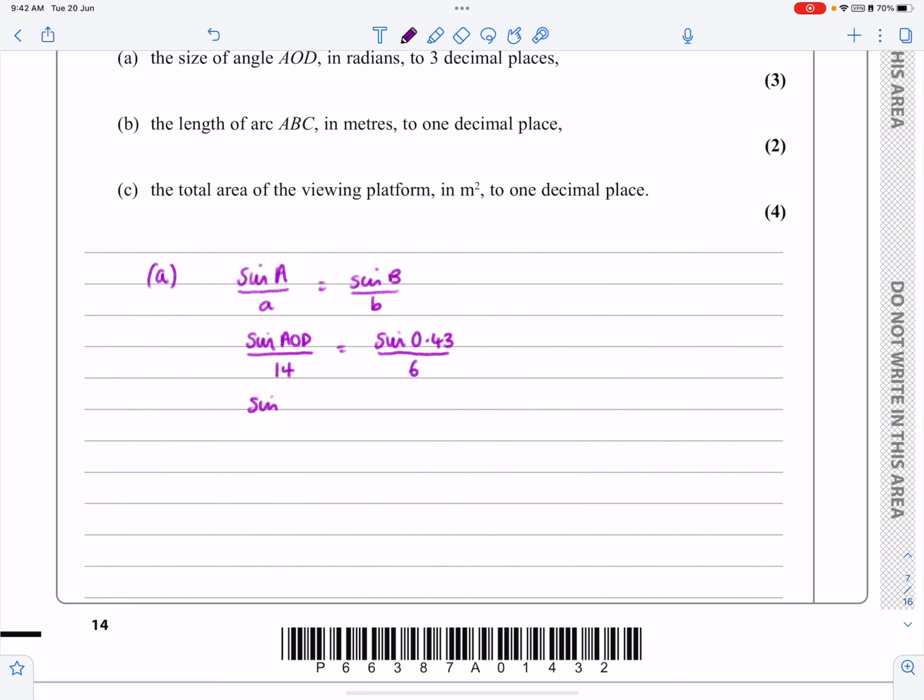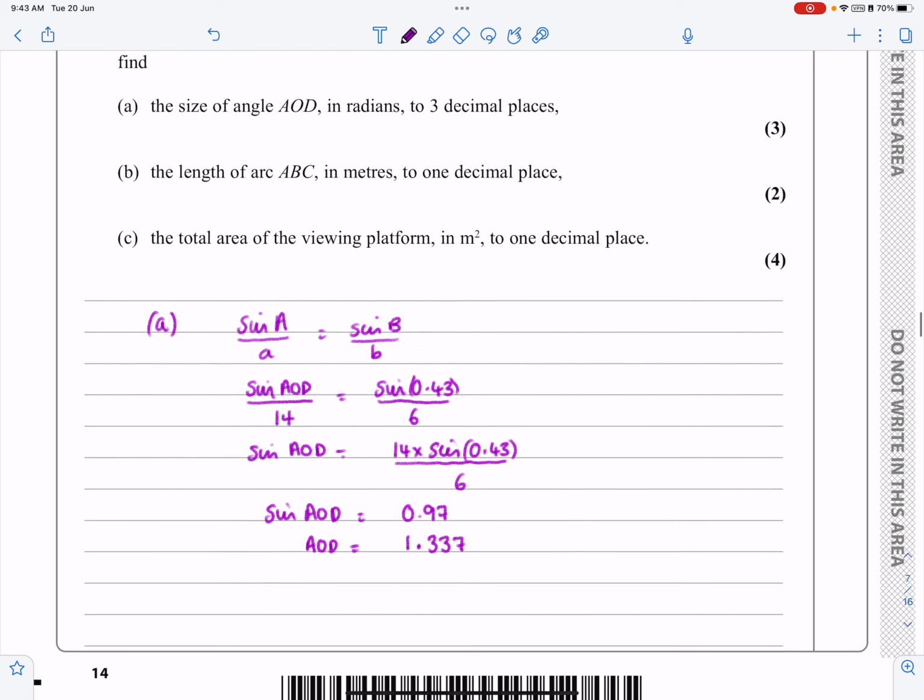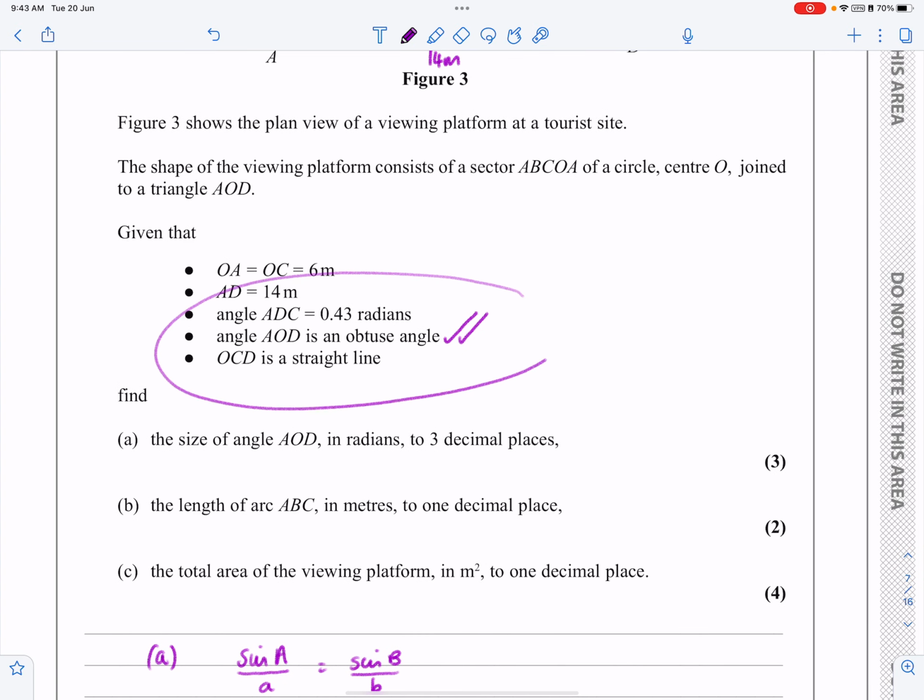And so sine AOD, the 14 can just go over the other side, can't it? 14 times sine 0.43, all divided by 6, in brackets, make it look neater. So sine AOD works out to be equal to 0.97. It's not the exact value, so use the exact value in your calculator, obviously, which means that AOD works out to be inverse sine of that. Make sure your calculator's in radians mode, it is 1.337. But this is where, and this caught me out just a minute ago, this is the second time of recording this video.